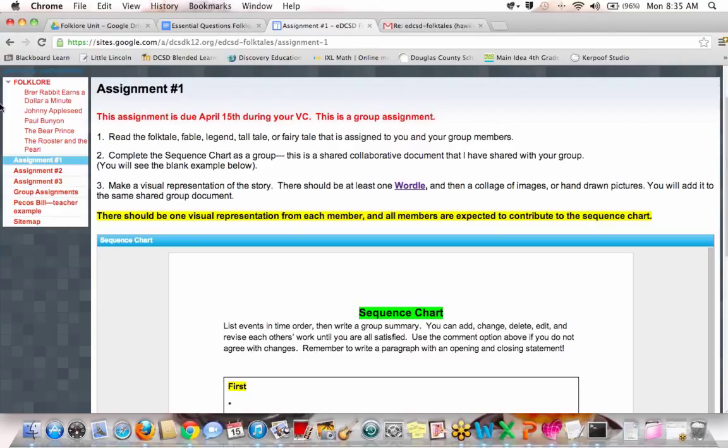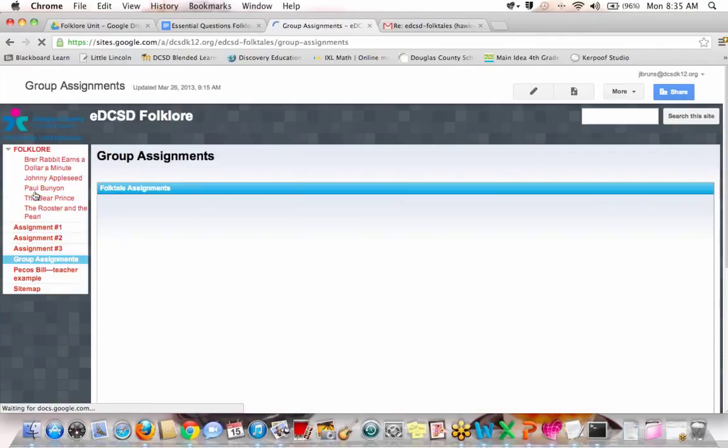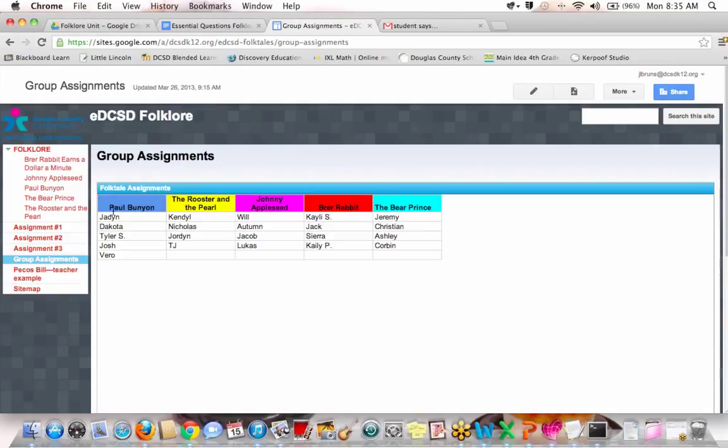All right, sounds good. Okay, so first things first, let's take a look at where we were assigned and which different folk tales we'll be going over today. So today we do not have anybody here for Paul Bunyan. I wish Josh would have joined us because that was his particular story. The Rooster and the Pearl, we have Jordan and Nicholas, so we can look at that in just a minute. Johnny Appleseed was Autumn, Jacob, and Lucas, and that looks like it. So we can just kind of look at Briar Rabbit and the Bear Prince at the end, although none of you were assigned to it.